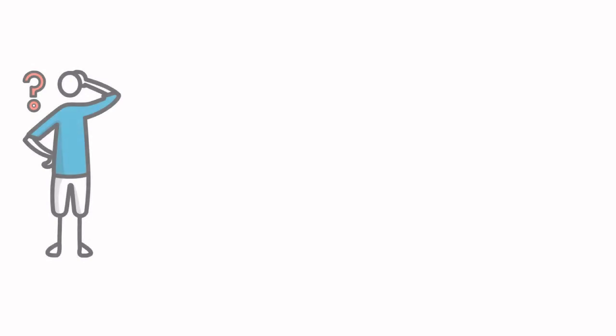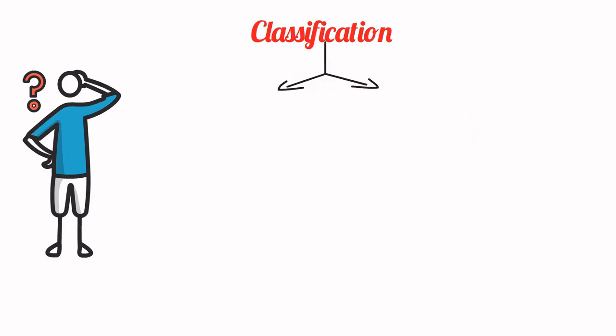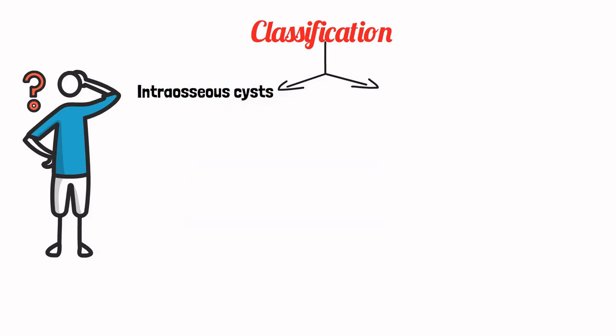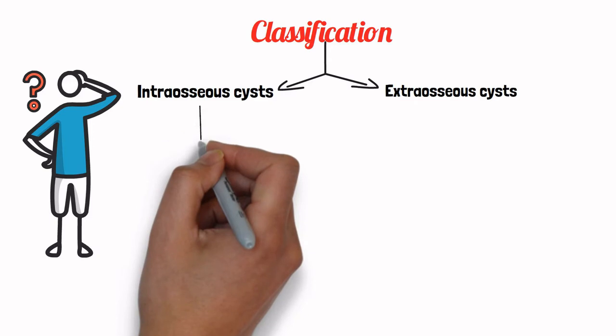So now going on into the classification. How do we classify these non-odontogenic cysts? So they are classified based on their location, that is whether they are in the bone or whether they are in the soft tissue. So likewise we have intraosseous cysts, that is which are present within the bone, and we have extraosseous cysts which are present within the soft tissue.